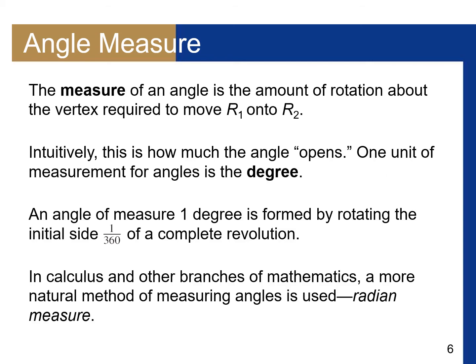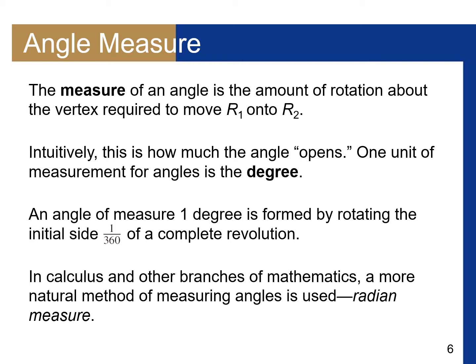The measure of an angle is the amount of rotation about the vertex required to move R1 onto R2. Intuitively, this is how much the angle opens. One unit of measure for angles is the degree. An angle of measure 1 degree is formed by rotating the initial side 1/360 of a complete revolution.